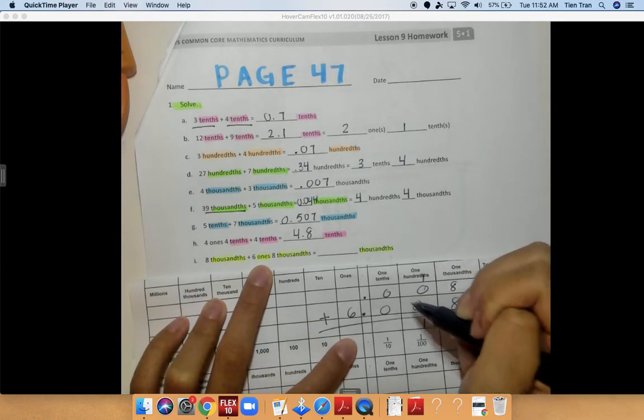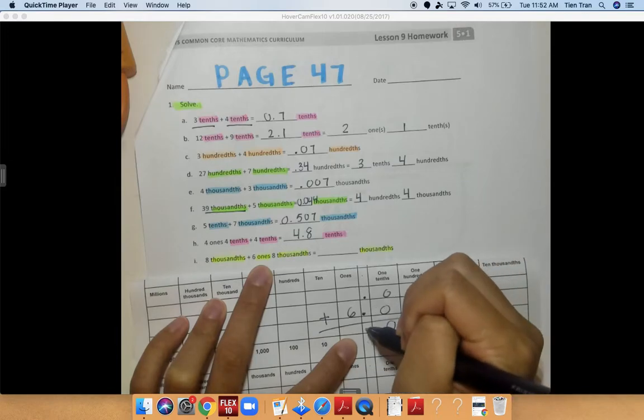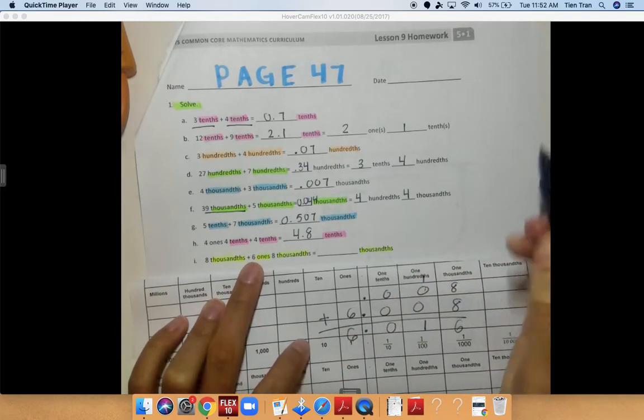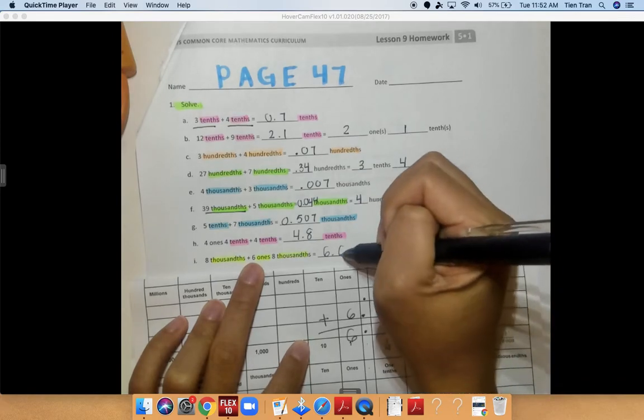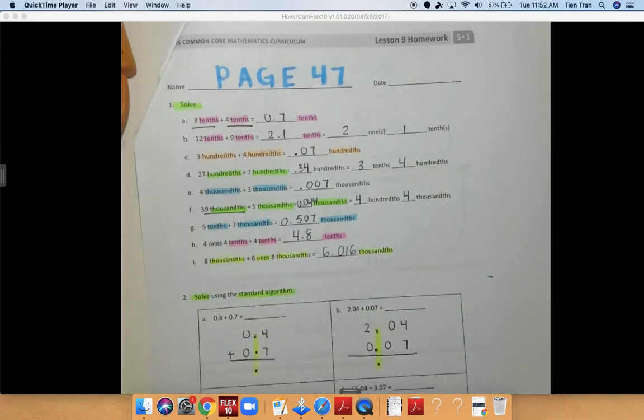0 plus 1 is 1. 0 plus 0 is 0. Bring down my decimal, bring down my 6. So I get 6.016 thousandths.